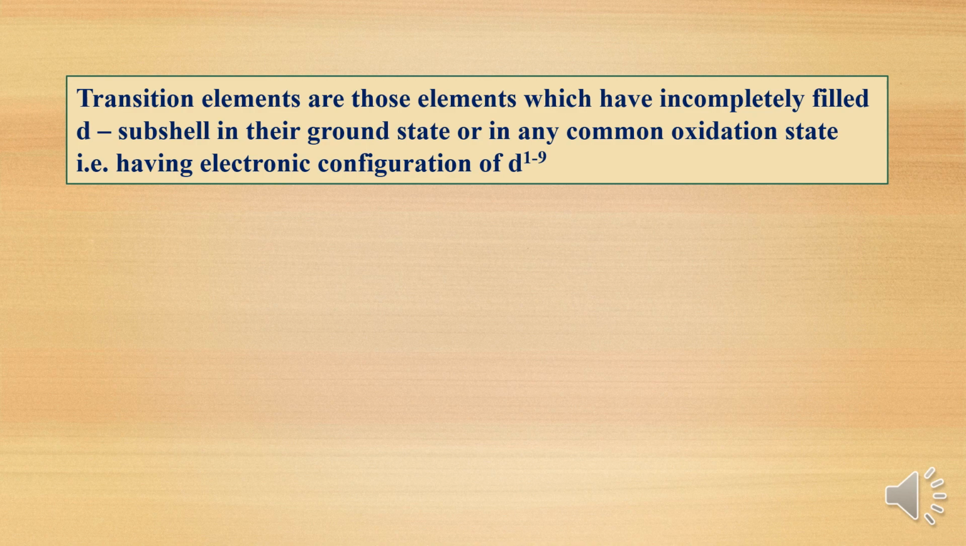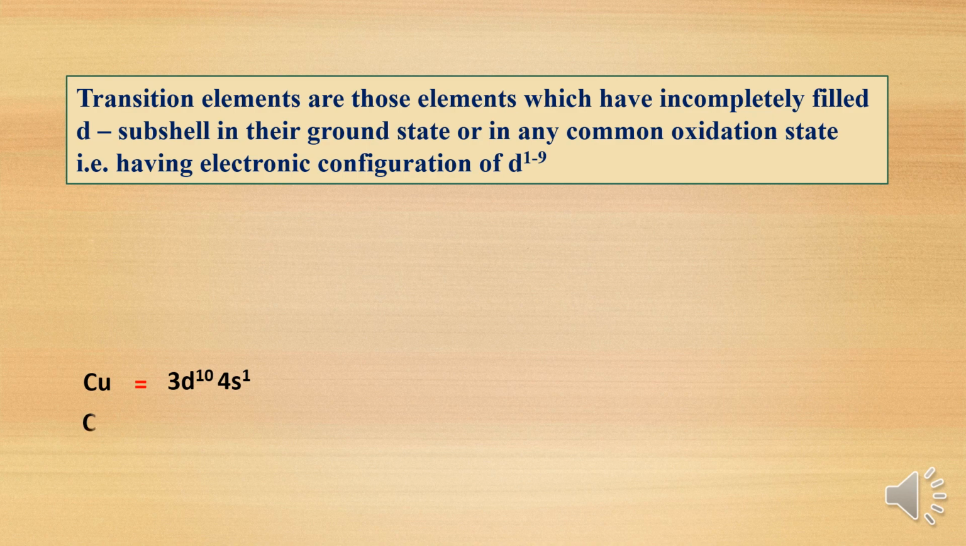If you write the electron configuration of either a metal in some oxidation state or a simple metal, and it has partially filled d orbitals, meaning d1 to 9 electrons are present, then it is called a transition element. Take the example of copper. The electronic configuration of copper is argon 3d10 4s1.